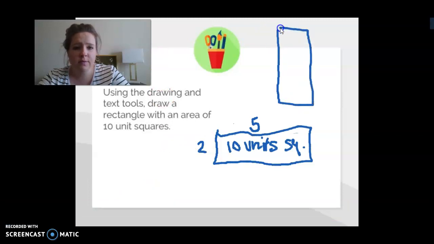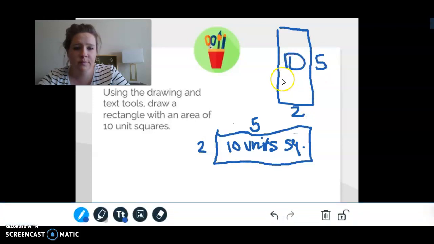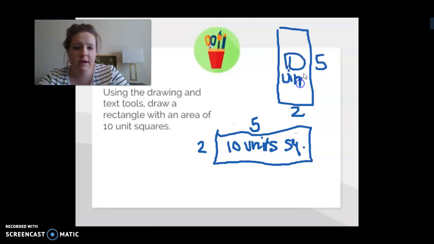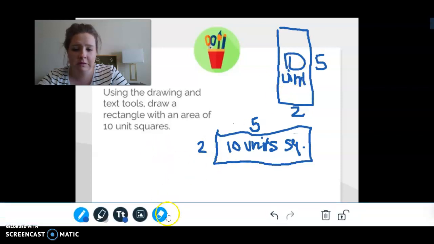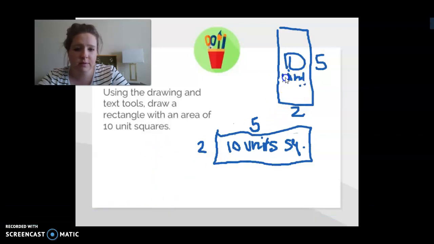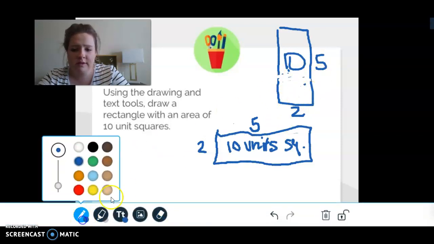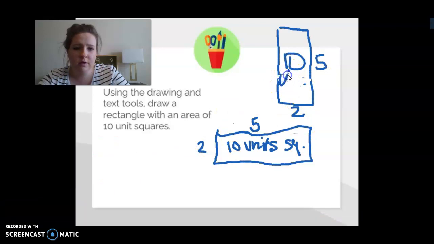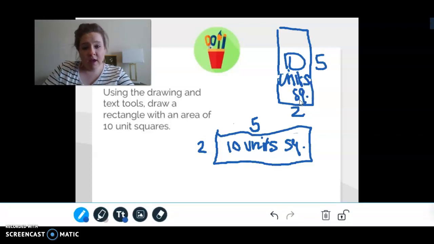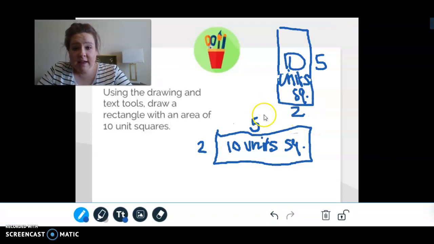Okay, my rectangle could also go vertical with 2 and 5. That would give you 10 units squared. Okay, so there's 2 different ways that you could have drawn a rectangle doing that.